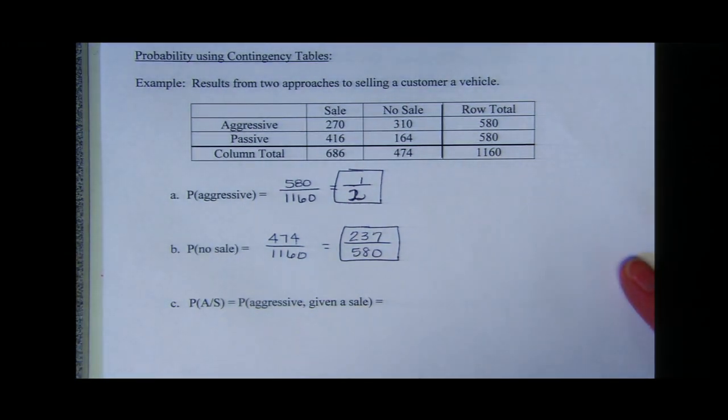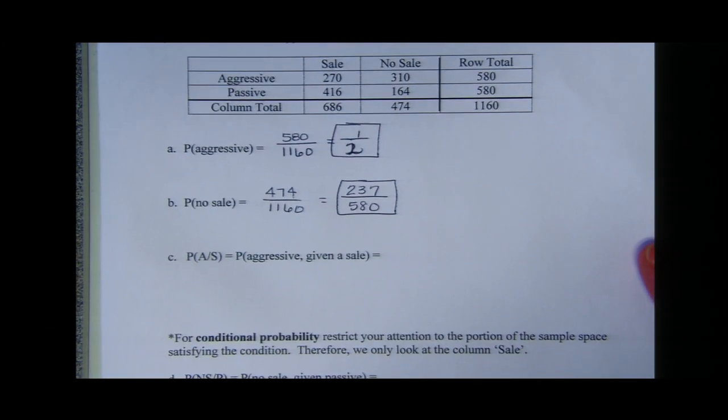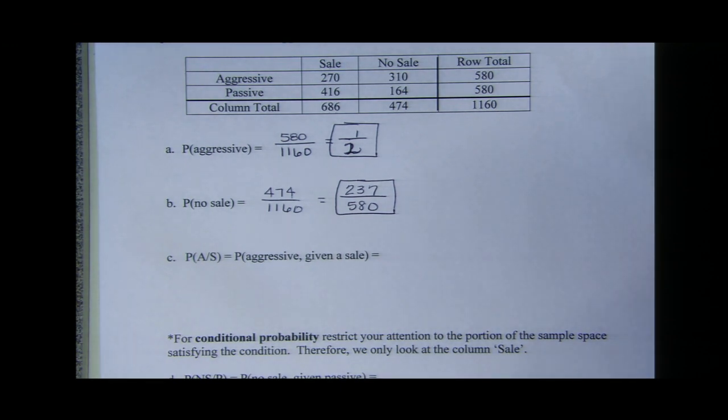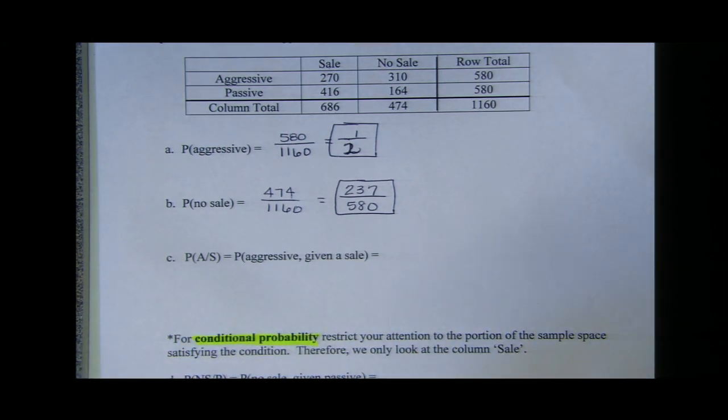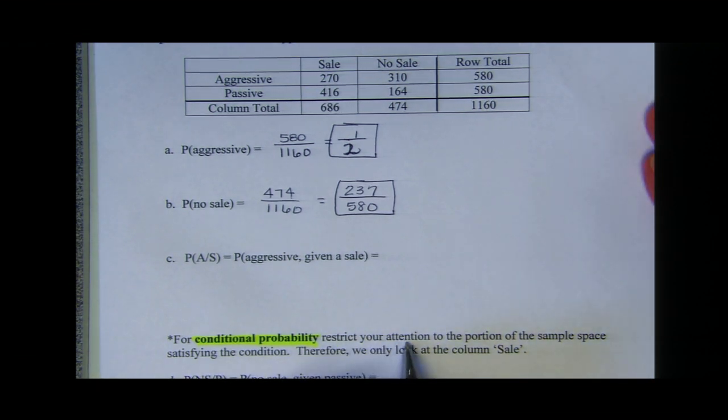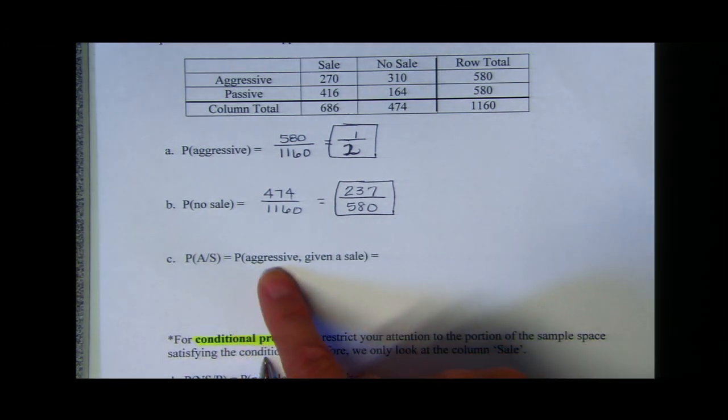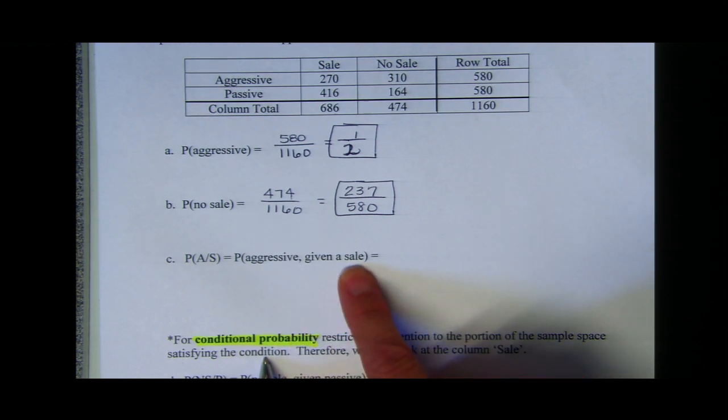Okay, now on this next one we have a conditional probability. And this is where you need to be careful on these conditionals. Remember, conditional means that there's a condition placed on it. So we are restricting our attention to the portion of the sample space satisfying the condition. This says, what is the probability a customer was approached aggressively given they bought a car. So we're only interested in those customers that bought a car.